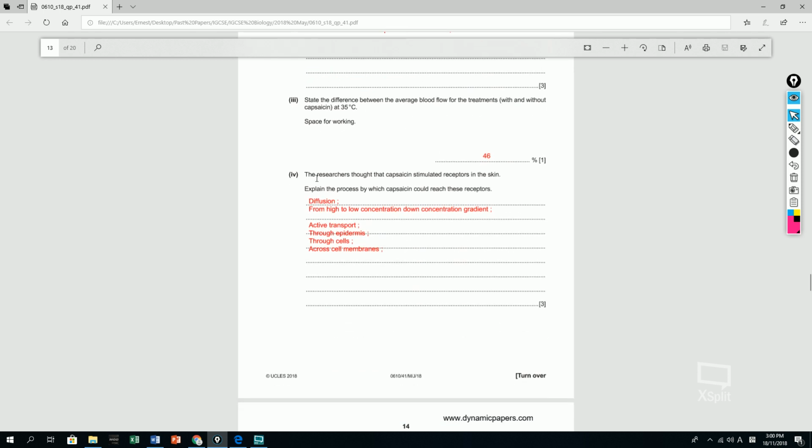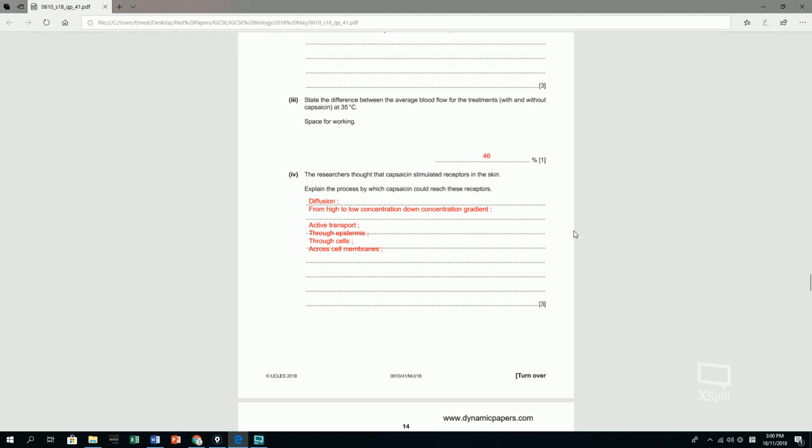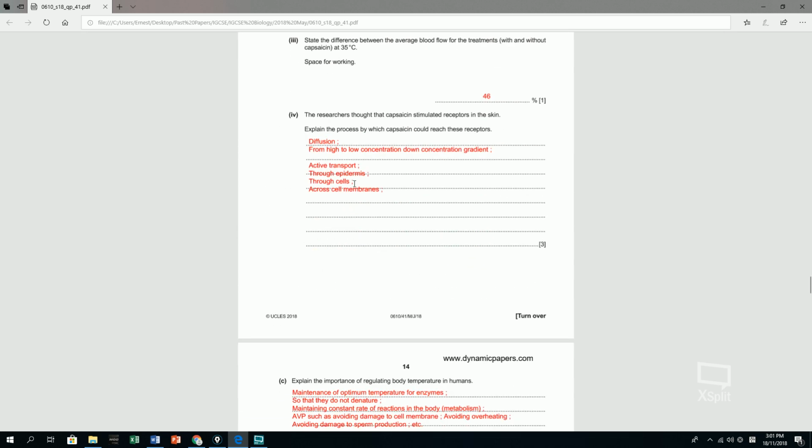And also here in this question, they're trying to link this question to diffusion and active transport. So the researchers thought that the capsicum stimulated receptors on the skin; explain the process by which the capsicum could reach these receptors. And so here you just take a look at diffusion and active transport and things like that. Okay, so diffusion, you just state that it's obviously from high to low concentration, whereas active transport, you're going against the concentration gradient and across membranes and such.